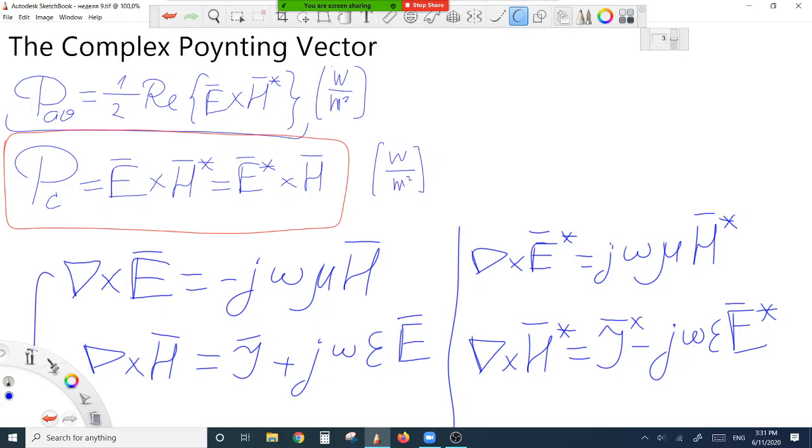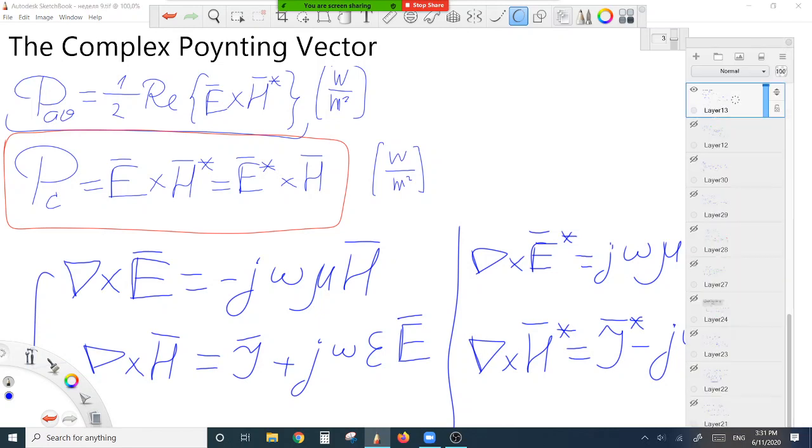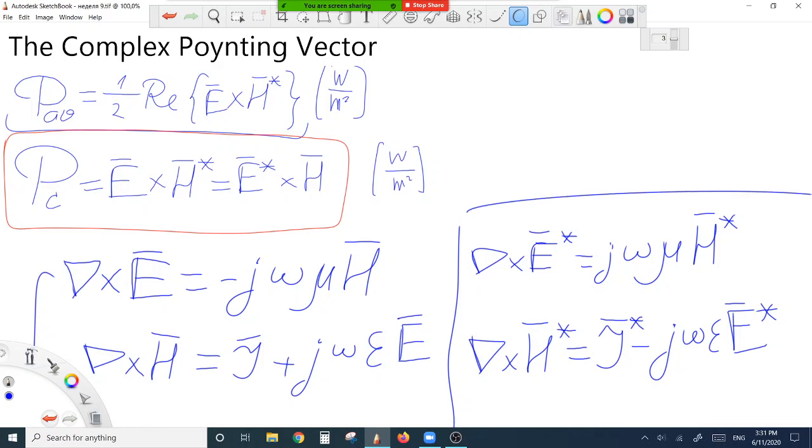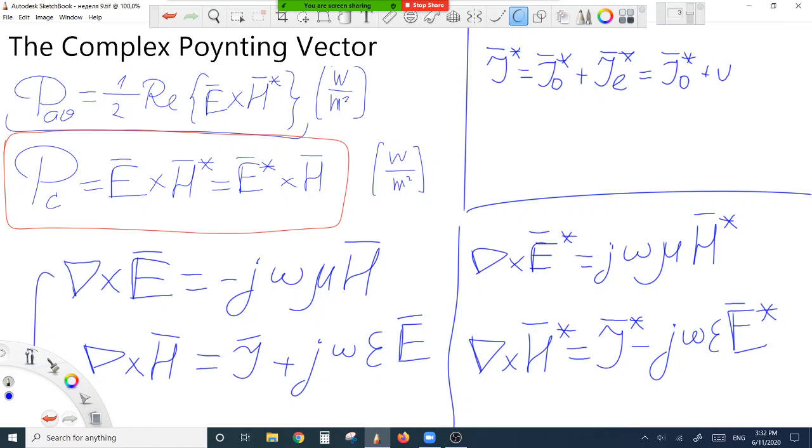Note, J is also complex, and from the definition of J, we may define the complex conjugate of J, and it is equal to the complex conjugate of J0 plus the complex conjugate of J e, or we may write J0 conjugate plus sigma, the complex conjugate of electric field intensity.